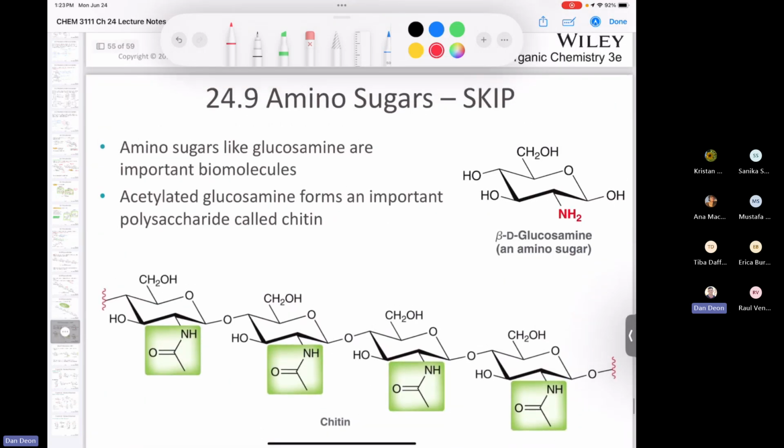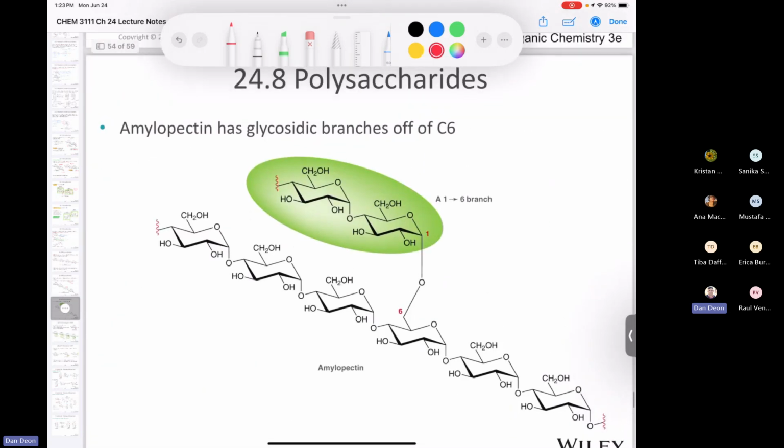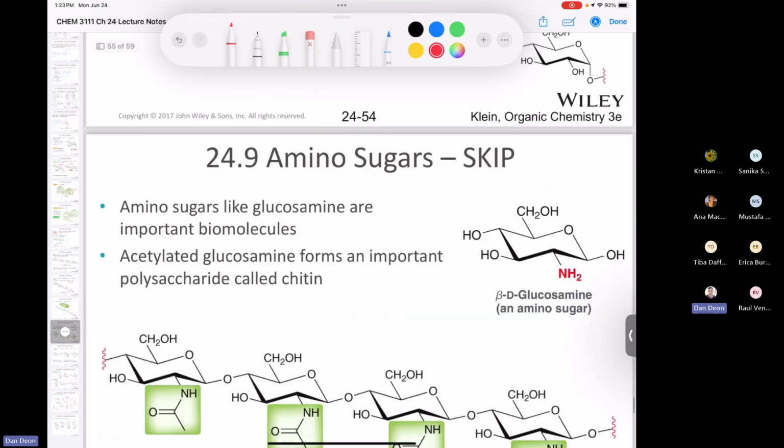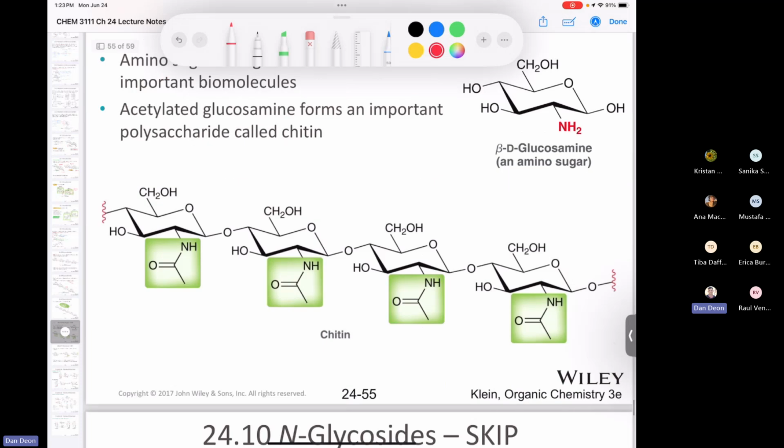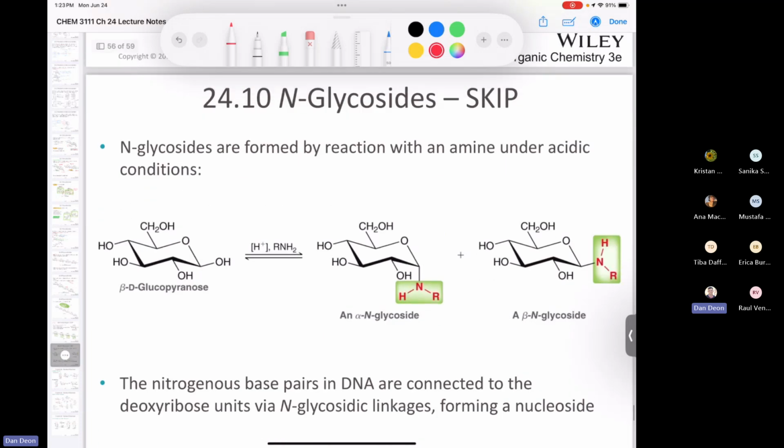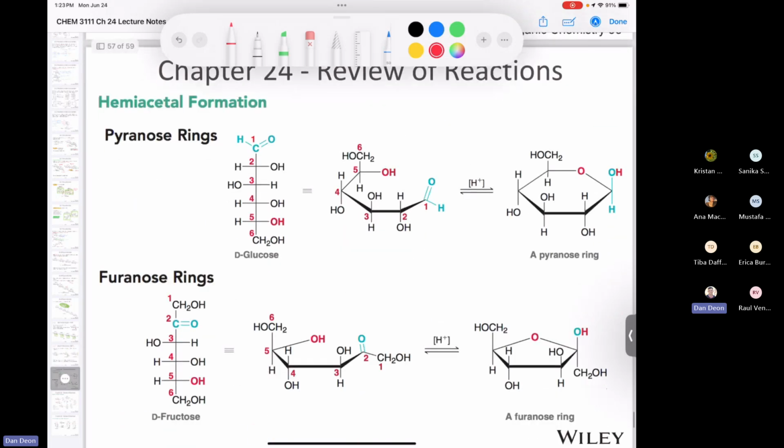All right, so that's all we need to know about monosaccharides and disaccharides. The part about amino sugars, I'll leave that as an FYI if you want to go over that on your own time. You're not tested on that. The same thing with the N-glycosides. I'll leave that as an FYI as well. You can see you're skipped. There's no questions about it on the final.